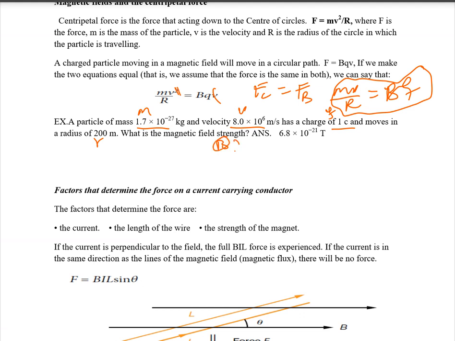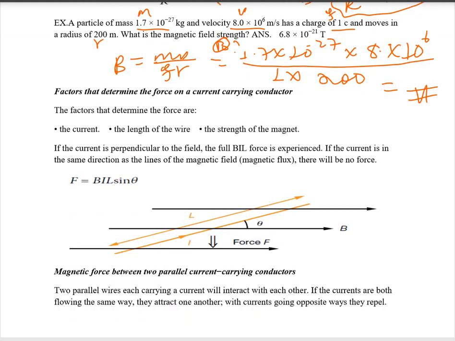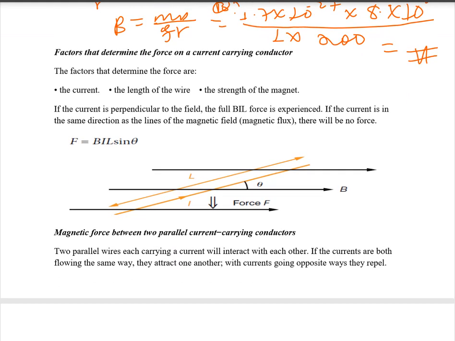From this, to calculate B, B is equal to what? mv over q times what? R. And m is how much? 1.7 times 10 to the power of minus 27 multiplied by v. V is 8.8 times 10 to the power of 6 divided by q times r. Q is how much? Q is 1 multiplied by 200. Therefore, by multiplying, finally you can get the final answer. Therefore, you must apply this equation depending on the question you are asked.